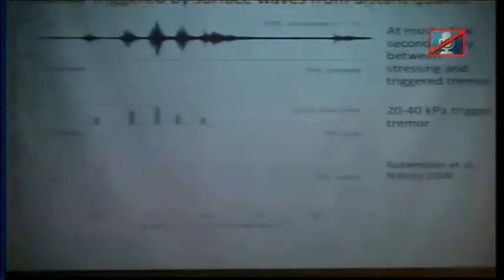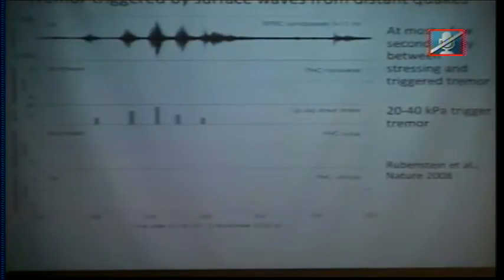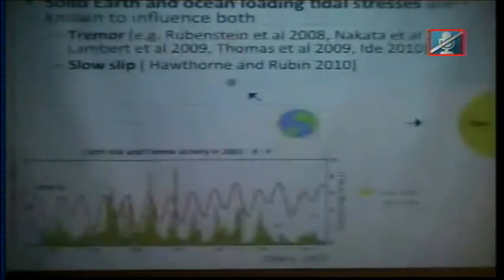I'm not going to go through this slide from Rubinstein at all, but it illustrates how tremor can be triggered by surface waves from distant earthquakes. And analysis of this indicates that very low stresses of 20 to 40 kilopascals, which are much, much lower than ambient normal stresses or mean stresses in the tremor zone, do trigger tremor, which is illustrated here. And what we're going to see is that tidal stresses far lower than this also trigger tremor.